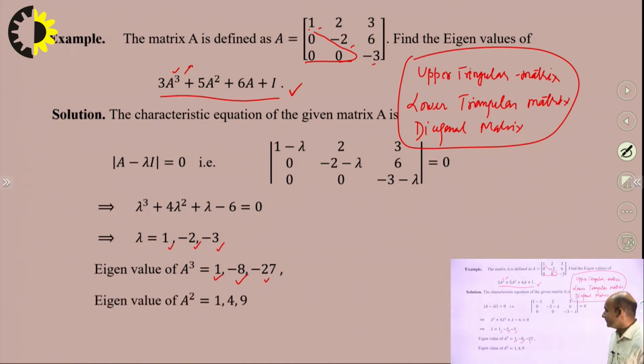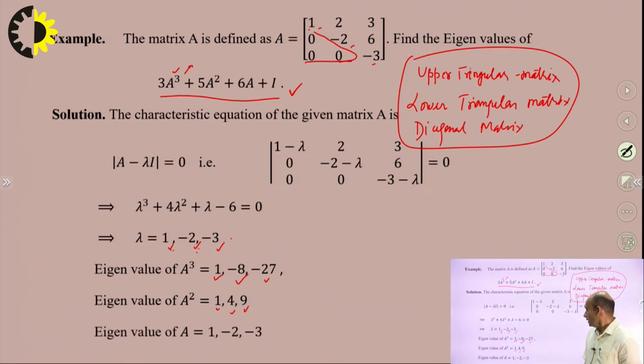Similarly, eigenvalues of A square will be 1 square, minus 2 square and minus 3 square. So, we have 1, 4 and 9. These are eigenvalues of A square. Now, eigenvalues of A are given here. These are 1, minus 2 and minus 3.